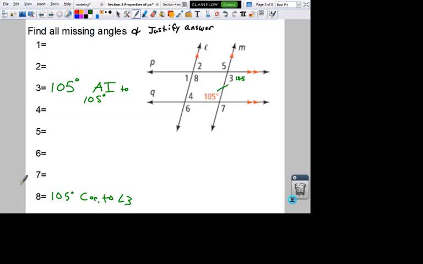Okay, so let's keep going. Let's look at angle 4. What kind of angles are angle 8 and angle 4 right here? What kind of angles are these? You got it.